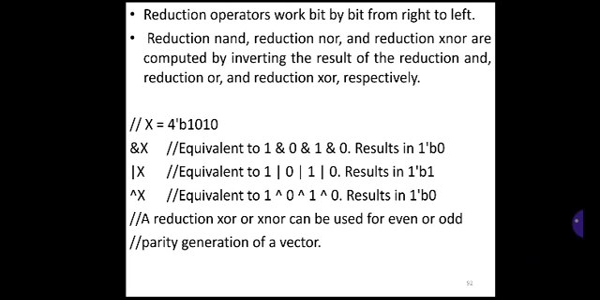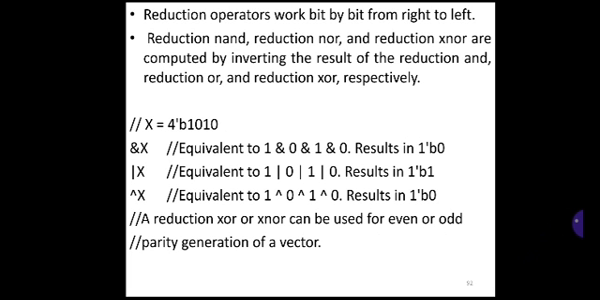Reduction NAND, reduction NOR and reduction XNOR are computed by inverting the result of the reduction AND, reduction OR and reduction XOR operation respectively. That means, in the previous cases NAND and NOR were not available. So how to get those results here? To get the result of the NAND, just complement the reduction AND result. Similarly, for the reduction NOR, just complement the reduction OR result. And for the reduction XNOR, just complement the reduction XOR operation. Now we will see the example here.